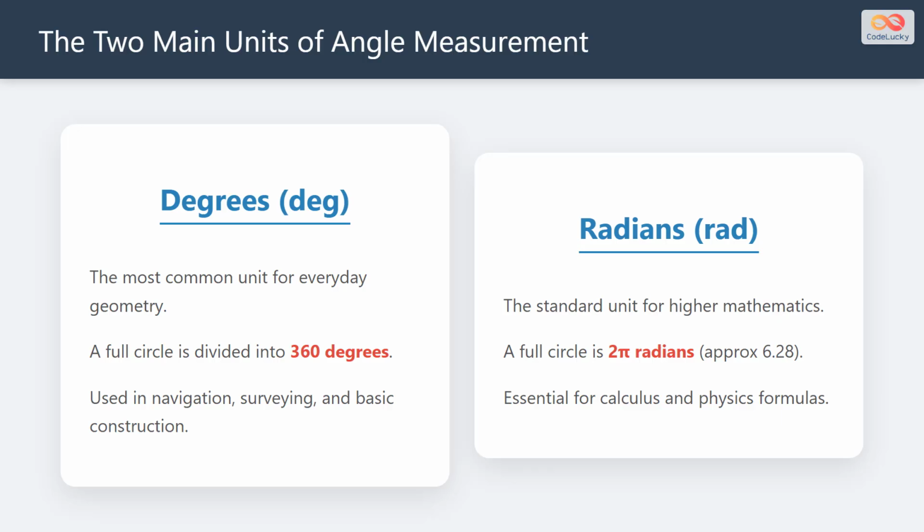First, let us understand what these modes actually represent. There are two primary ways to measure angles. Degrees are what most people learn first. A circle is divided into 360 degrees. This is the standard for everyday things like navigation and basic geometry. Radians, on the other hand, are the standard unit for higher mathematics. In this system, a full circle is 2 pi radians, which is approximately 6.28.